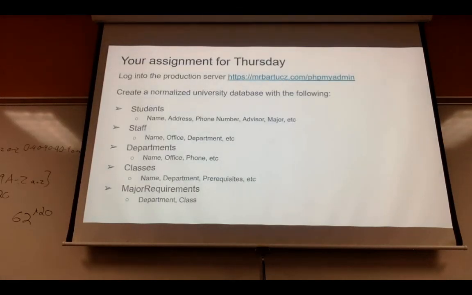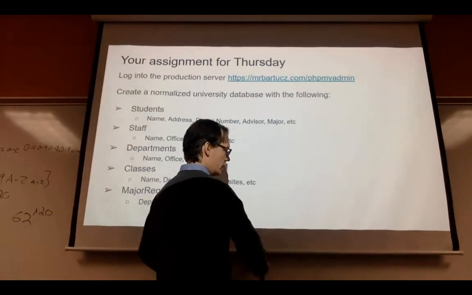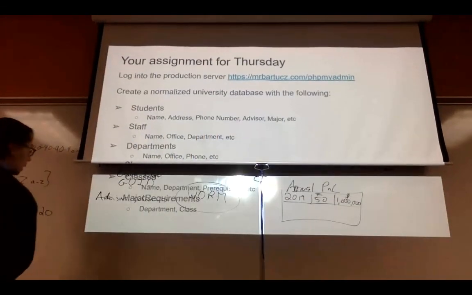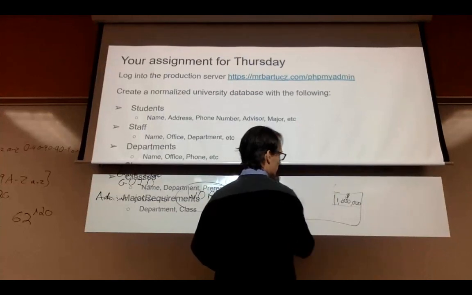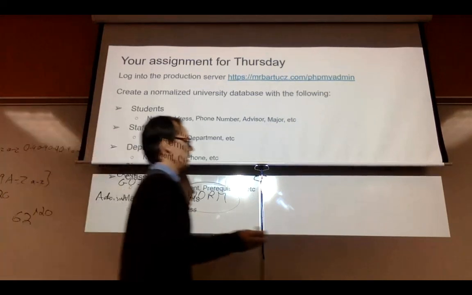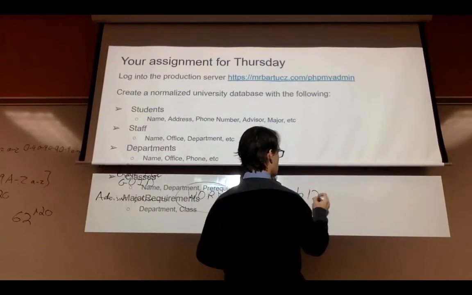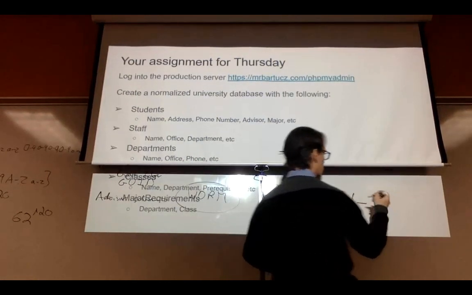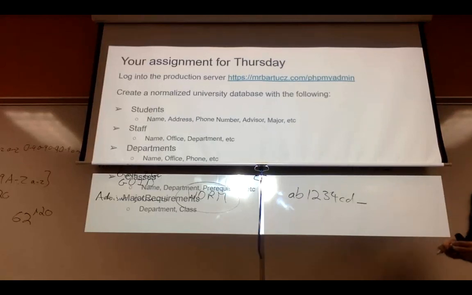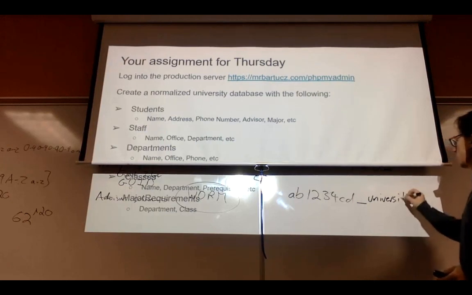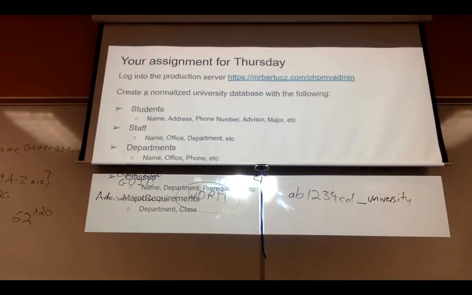In the production database, every database that you create will have your ID first. So you are allowed to create any databases you want, but they will all start with your ID. So say my ID is AB1234CD, right? It'll be that underscore, I don't really care what you call it, maybe call it university or school or something like that, just so I know what the assignment is.